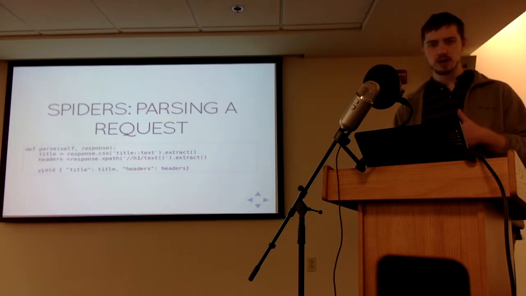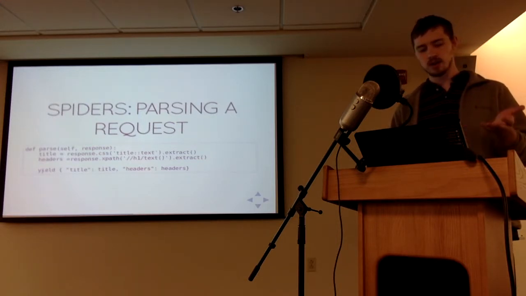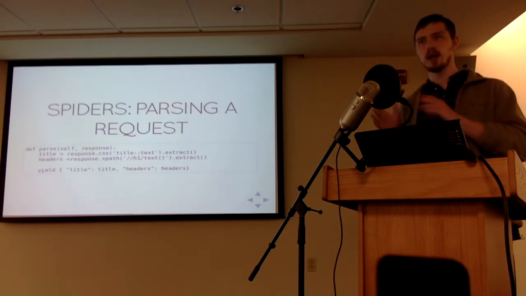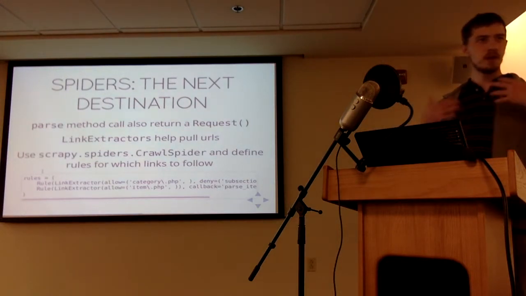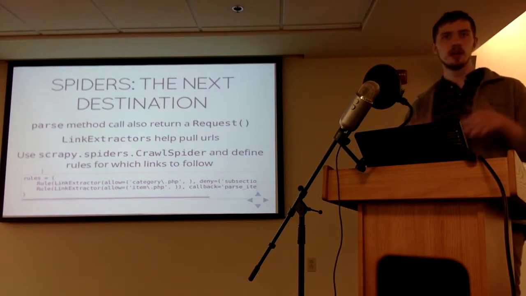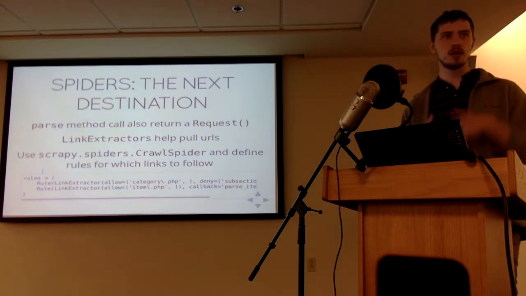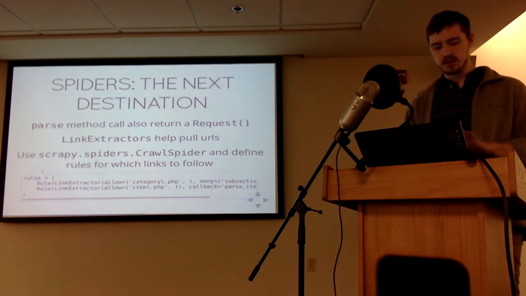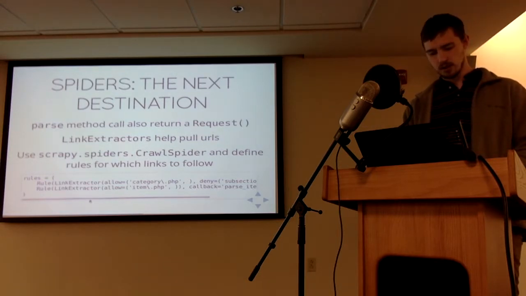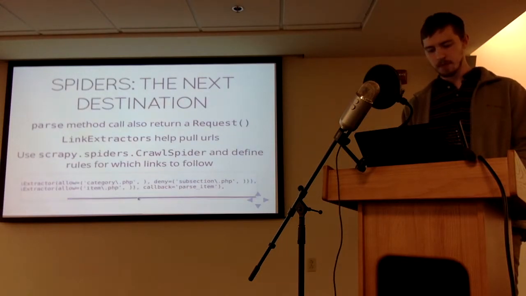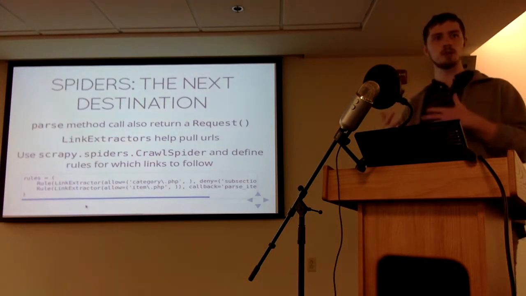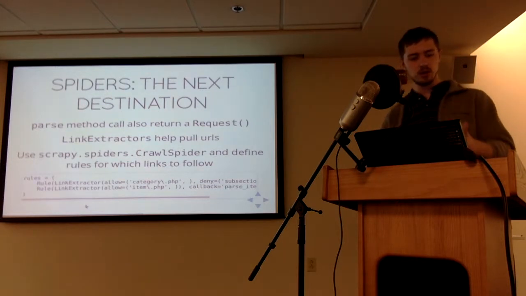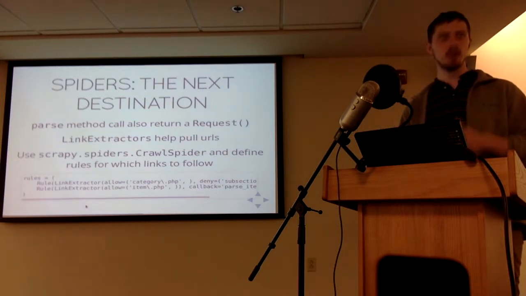But you're going to be returning or yielding a collection, or an iterable, more exactly, of items and requests. And the requests are, if you are trying to follow links in the HTML, say there's pagination going on and you need to get the next page of results or whatever, you're going to use these things called link extractors that'll help you pull out URLs based on a pattern. And you can use some callbacks on those as well. If you subclass from the built-in crawl spider, which adds a little bit, you can just define some rules and have them automatically apply them and go to them.